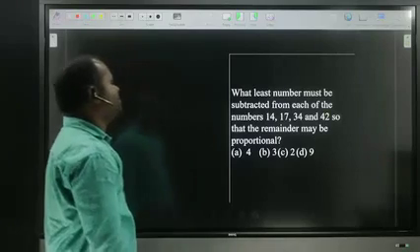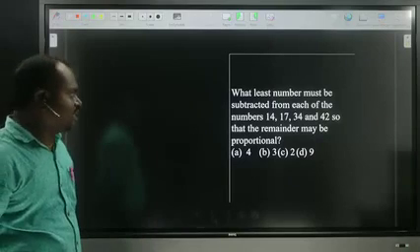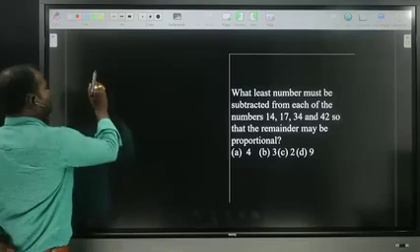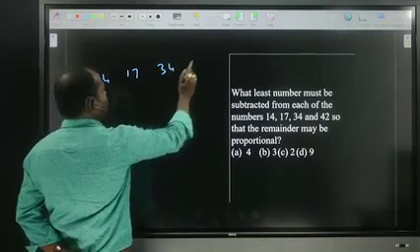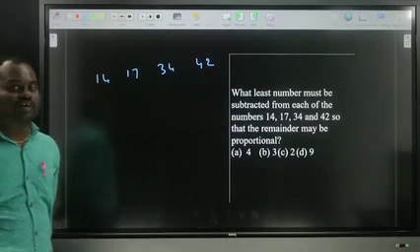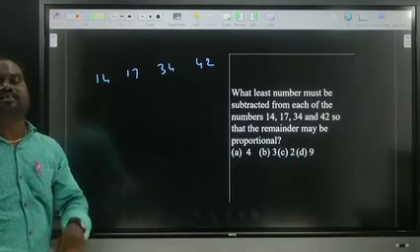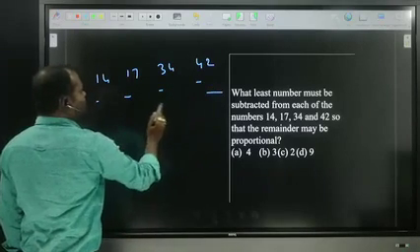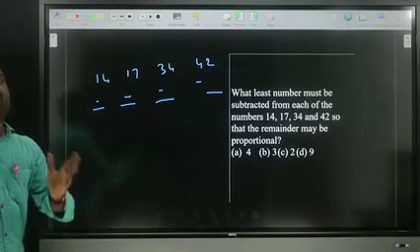What least number must be subtracted from each of the numbers 14, 17, 34, 42 so that the remainders may be in proportion? From this, what least number should be subtracted to make them proportion? By subtracting which number will they become in proportion? Proportion means ratios are equal.